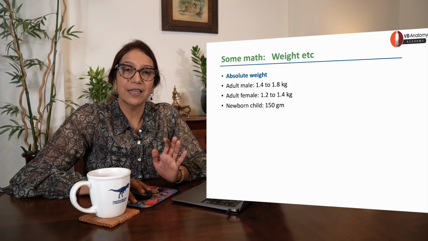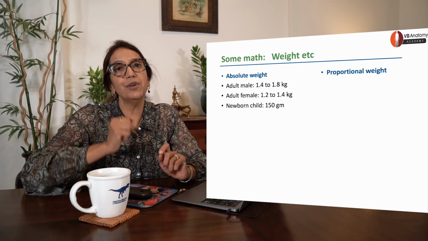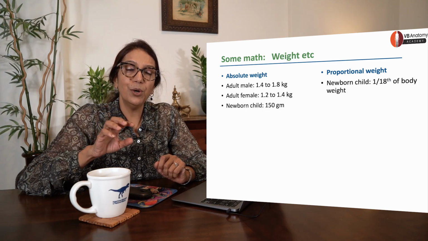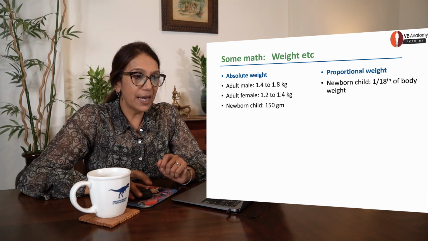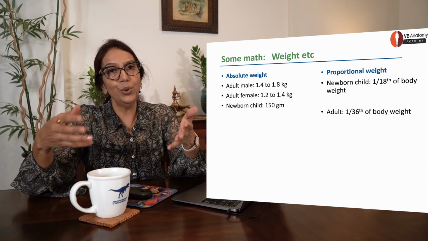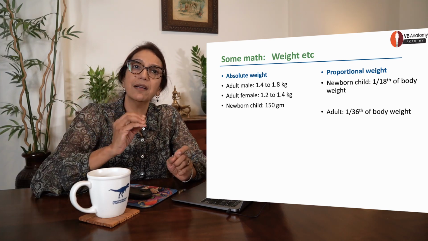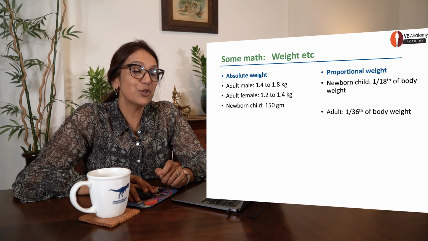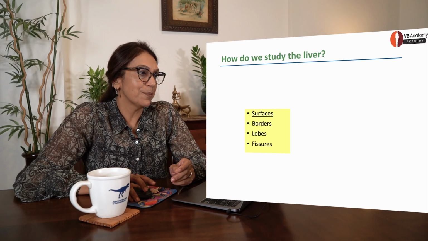Is it relevant? It's relevant from the point of view of how much proportion of your body weight is the liver. In a newborn child, it is 1/18th of the body weight. In an adult, it is 1/36th of the body weight, which means that as you grow older, the comparative size of the liver ideally somewhat reduces. Asked in the exams. In case you're wondering why I am teaching you all this, it will be asked in your vivas.